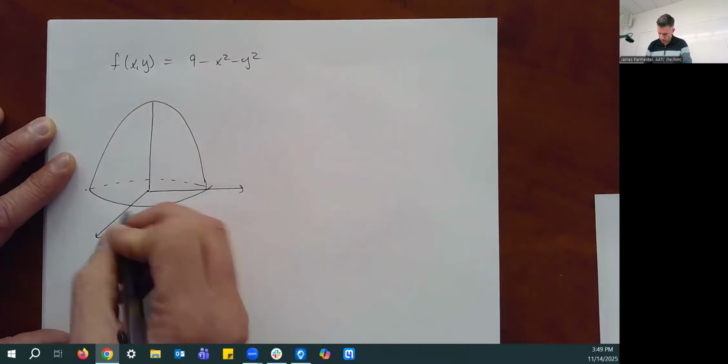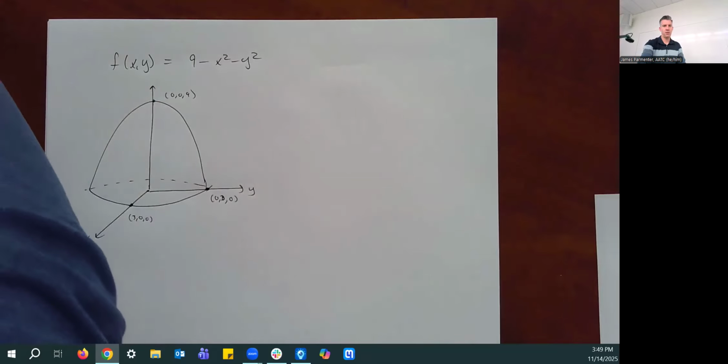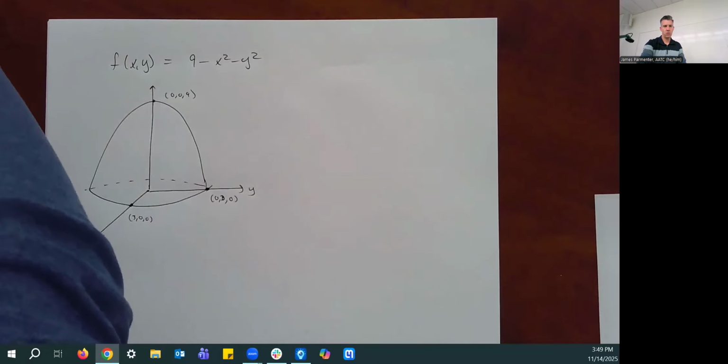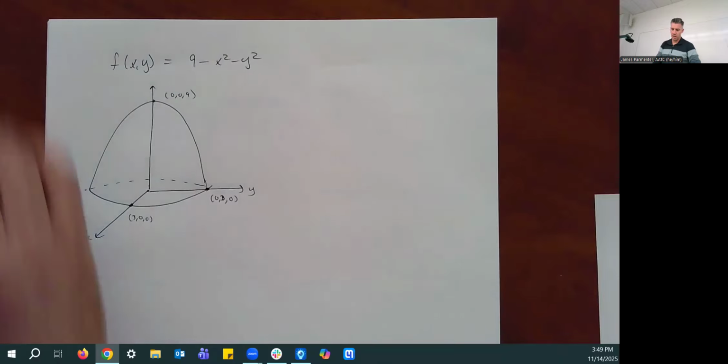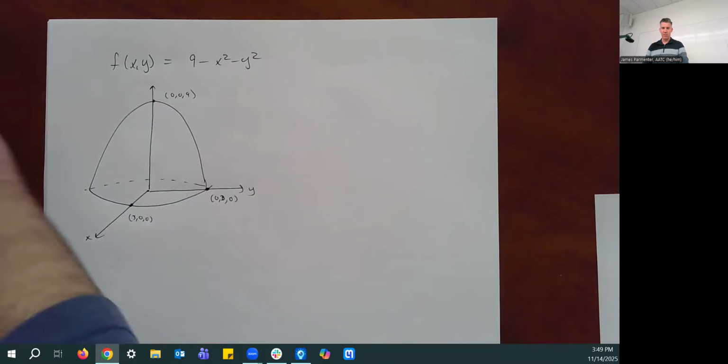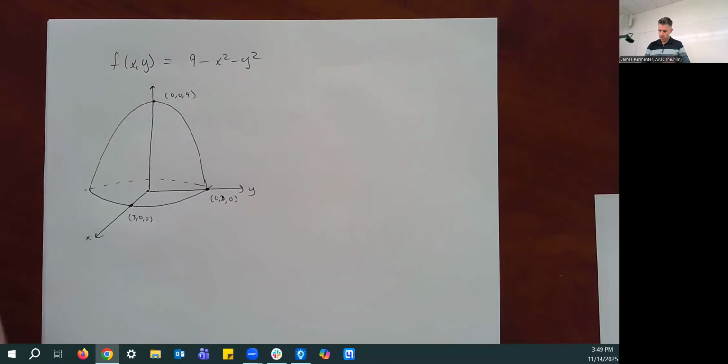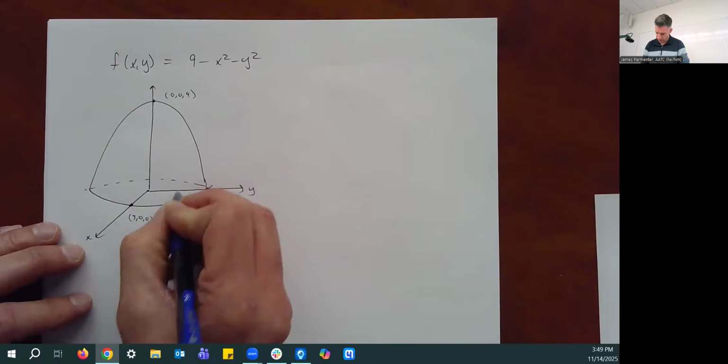So it's got an x-intercept of (3, 0, 0), a y-intercept of (0, 3, 0), and a z-intercept of (0, 0, 9). And what we're going to do is look at what's happening at the point (1, 2, 4). So we're going to go 1 in the x direction, 2 in the y direction, 4 in the z direction.